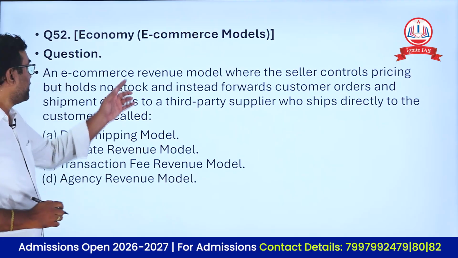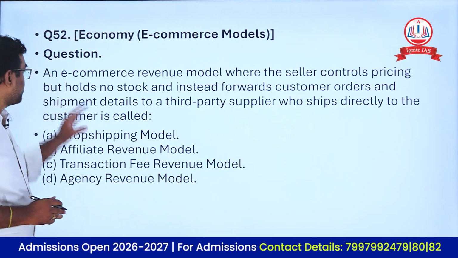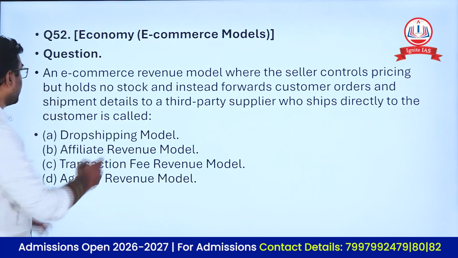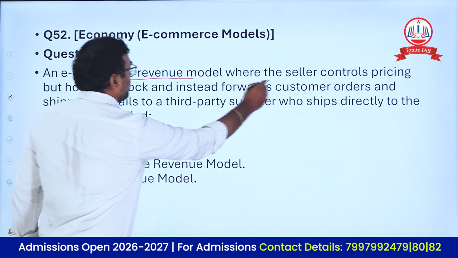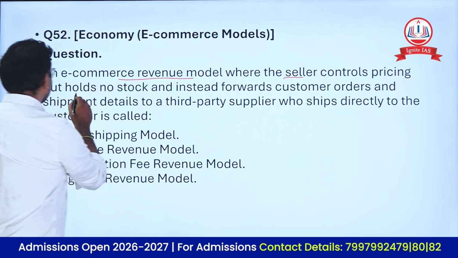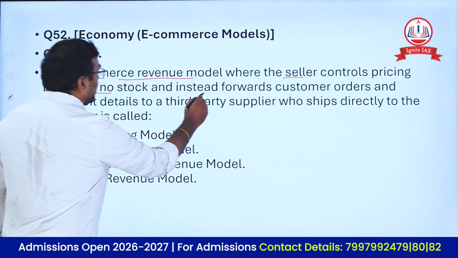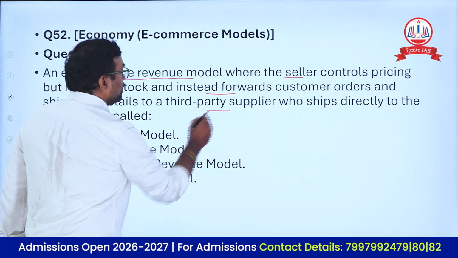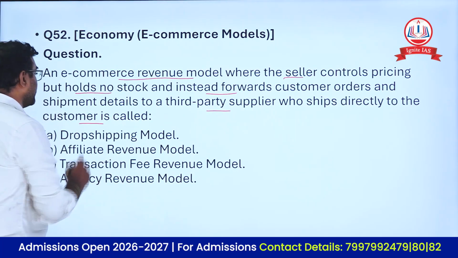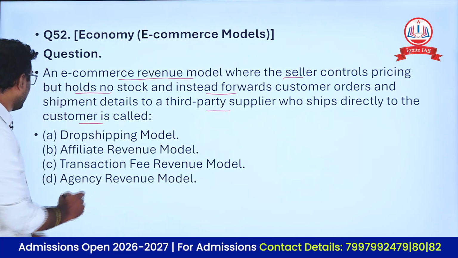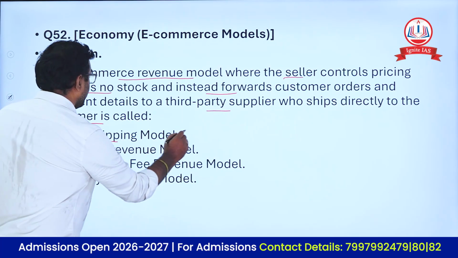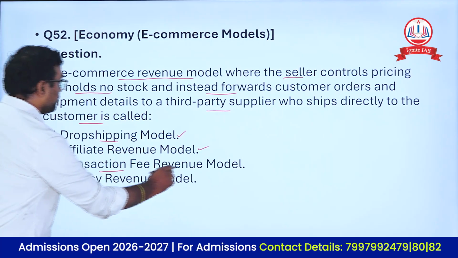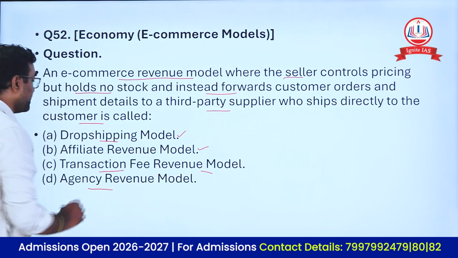The first question is related to the e-commerce model. In this question they have given one statement and four options. The statement indicates an e-commerce revenue model where sellers control pricing but hold no stock and instead forward customer orders and shipment details to third-party suppliers who ship directly to the customers is called as. So here they have given option A as drop shipping model, option B affiliate revenue model, option C transaction fee revenue model, option D agency revenue model.